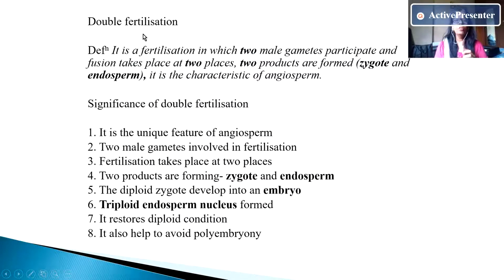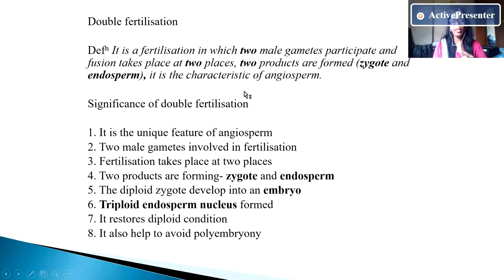Here is the definition of double fertilization. It is a fertilization in which 2 haploid male gametes participate, and fusion takes place at 2 places and 2 products are formed, the zygote and the endosperm. It is the characteristic of angiosperms. So here there are 2 male gametes and 2 products, and fusion takes place at two places. The two products are the zygote and the endosperm. The zygote is due to syngamy, and the endosperm is formed after triple fusion.